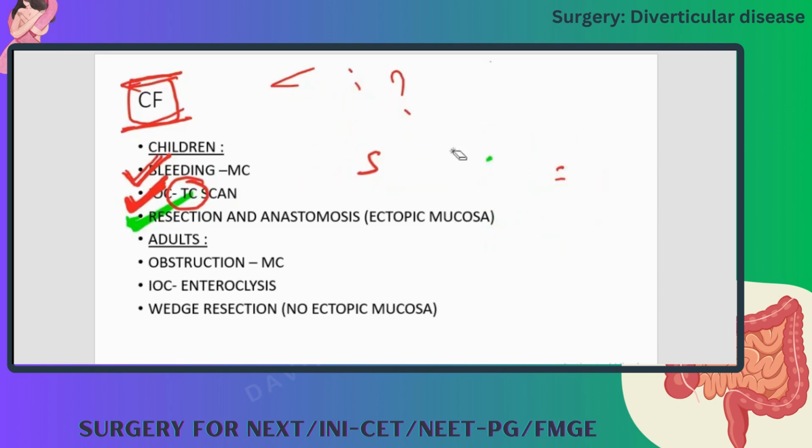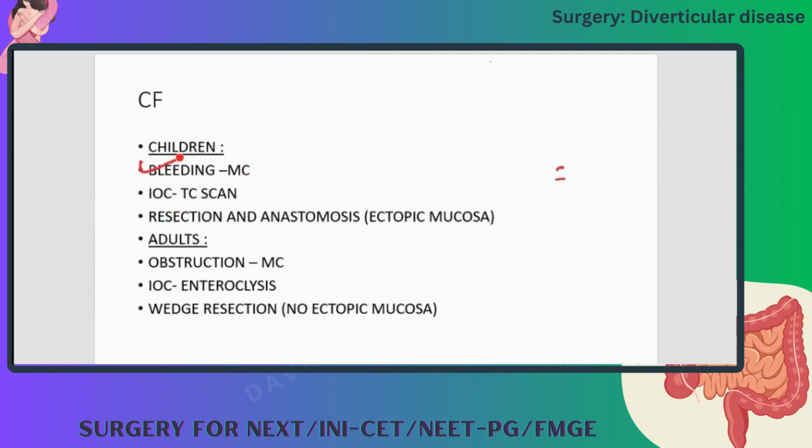Are these 3 points clear? Children, bleeding most common. Investigation of choice is technetium scan. Treatment is resection and anastomosis. Whereas in adults, obstruction. There is no ectopic mucosa once they grow adult. So obstruction is the most common feature. That diverticulum may get stuck, causing obstruction.